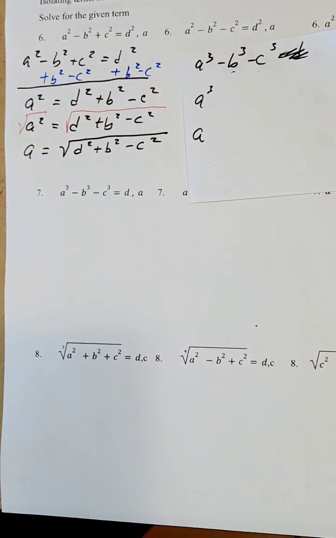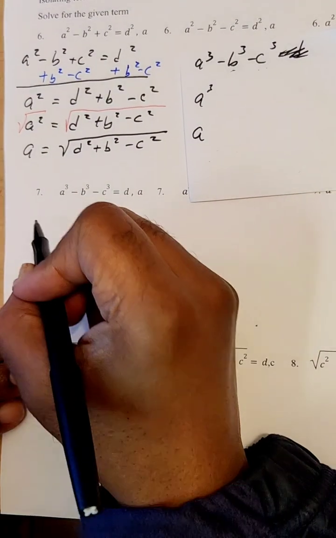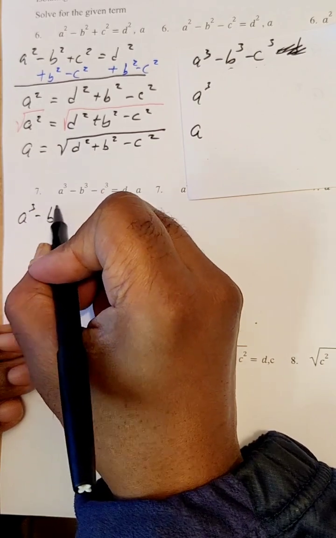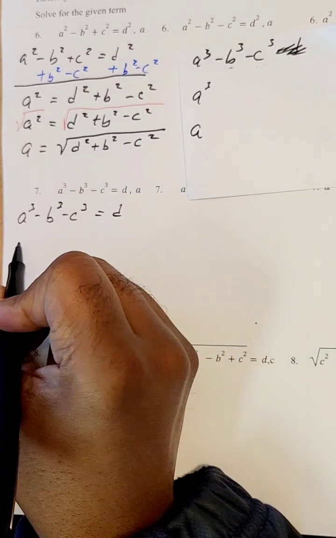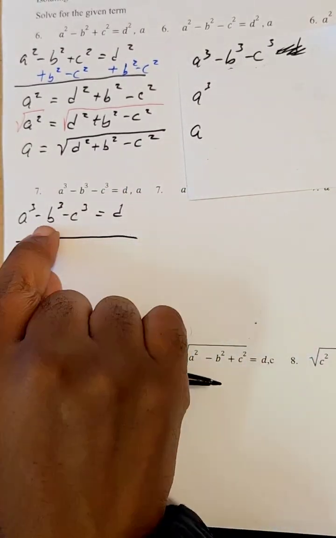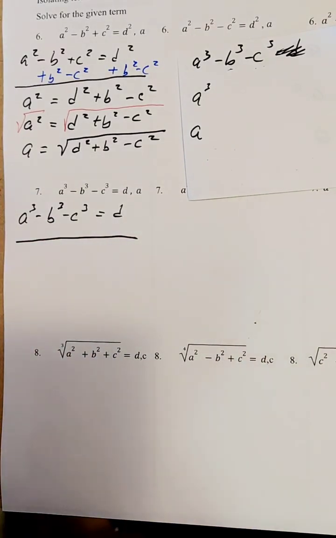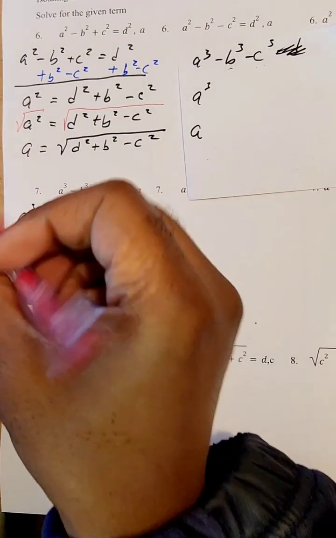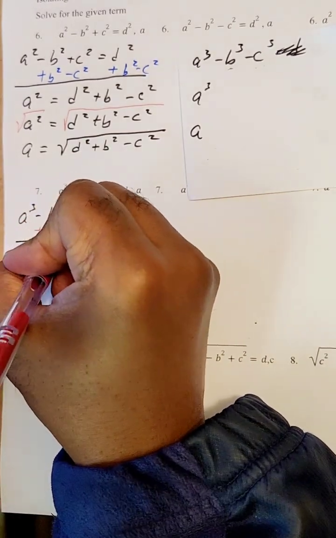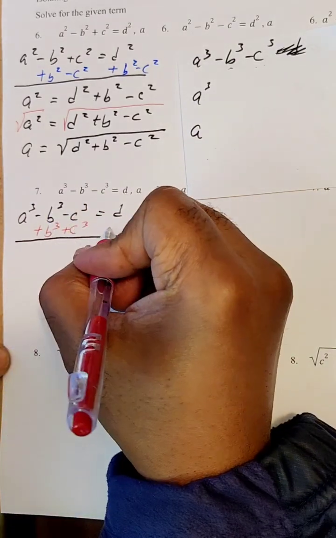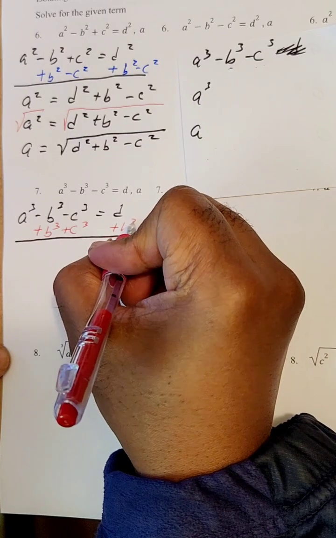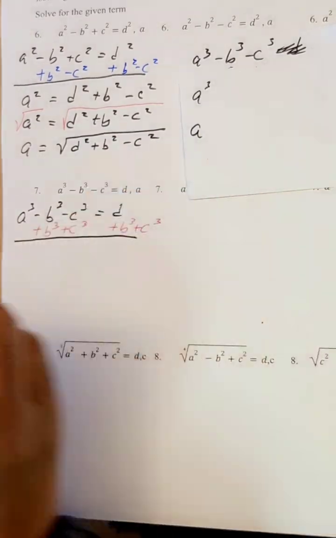So let's start off by writing the problem again. And let's see, we have a cubed, minus b cubed, minus c cubed equals d. And we're going to move these two right here to the other side. And I'm going to use the additive inverses, which is the plus b cubed and plus c cubed. Those are the additive inverses, and they'll cancel out those. And whatever you do on one side, we'll also do on the other side. So plus b cubed and plus c cubed.